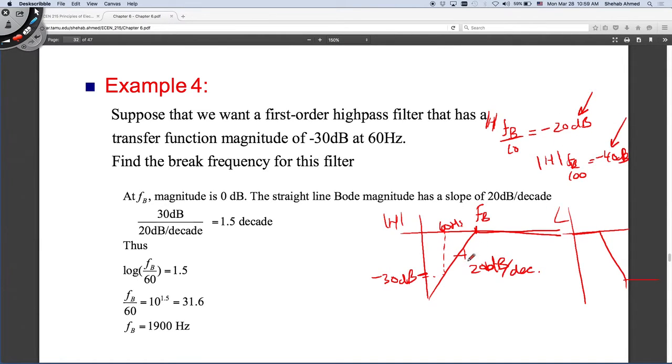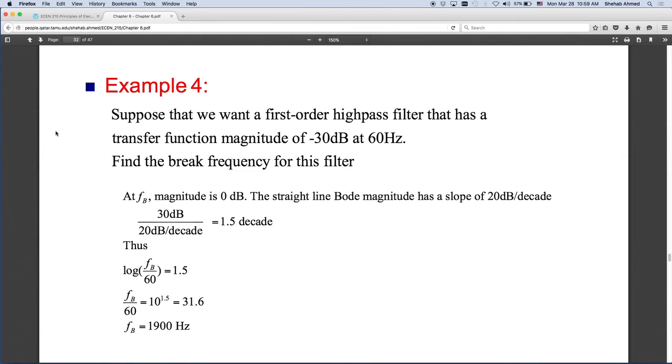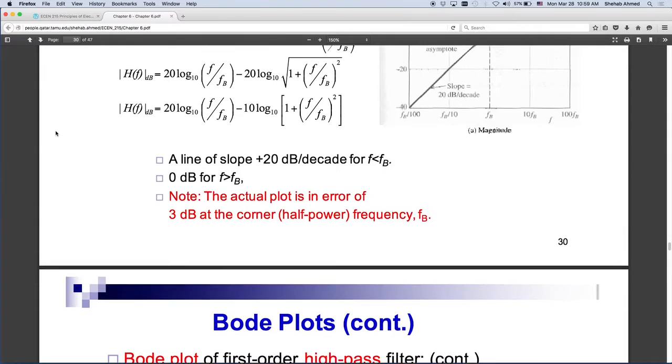So we know that this is a straight line with a slope of 20 dB per decade, so minus 30 is going to be 1.5 decades away from my break frequency. Right, so 1 decade away, it's minus 20 dB. 1.5 decades away, since this is a straight line connecting these 2 points, I am at minus 30 dB. Everybody's okay with that?